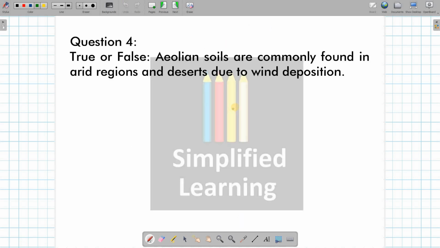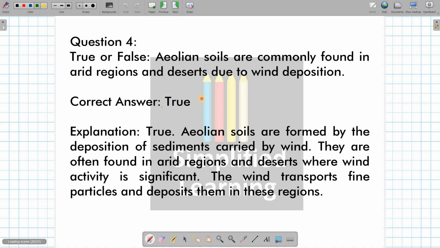Then question number 4, true or false: aeolian soils are commonly found in arid regions and desert due to wind deposition. The answer must be true, because wherever there are arid regions, just like deserts or some open coastal areas, then because of unobstructed wind, the deposits carried by flowing air are deposited, and those soils are called aeolian soils.